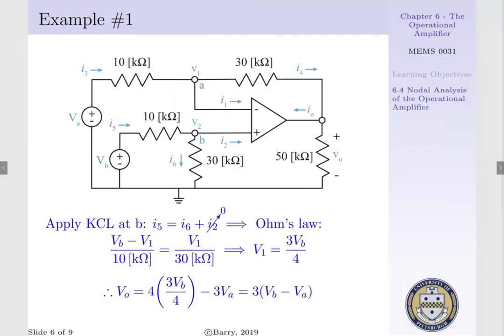Now we can substitute this into our output voltage expression, where our output voltage was equal to 4V1 minus 3VA. Or our output voltage would be 4 times the quantity 3/4 VB minus 3VA, which is equal to 3VB minus 3VA. That is, our output voltage is equal to the difference of our input voltages by some gain, where our gain is expressed as a value of 3.